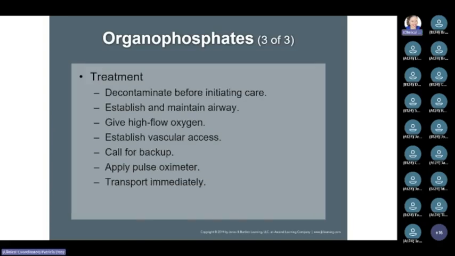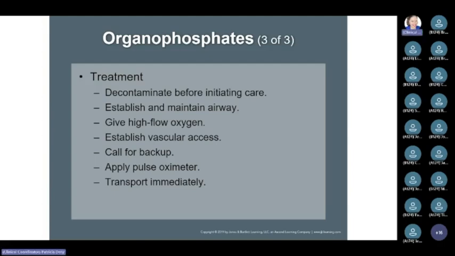Treatment: decon, absolutely first. You've got to get all of that stuff off of them. Get them out of their clothes, wash it off, put all their stuff in a plastic bag to be disposed of as hazmat. Try to get them scrubbed with soap and water. Once you do that, maintain the airway, advanced airway as necessary. Naturally, you're going to do your high flow O2, vascular access, and we're going to definitely get our paramedic en route for this one because we have got to monitor their EKG very closely. And we're going to go to the closest appropriate facility, guys.